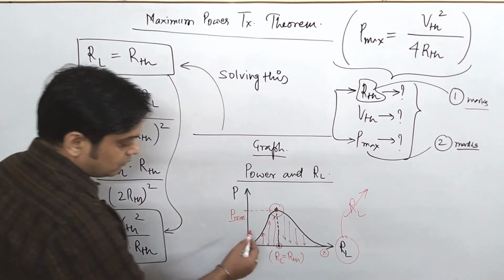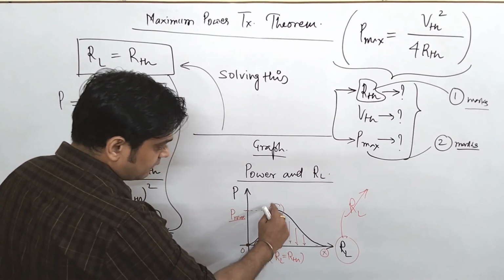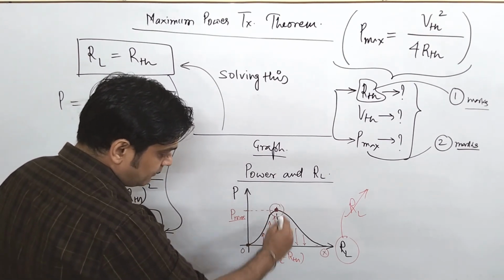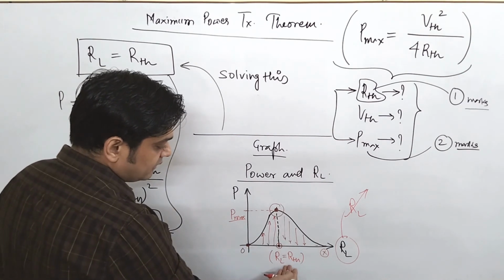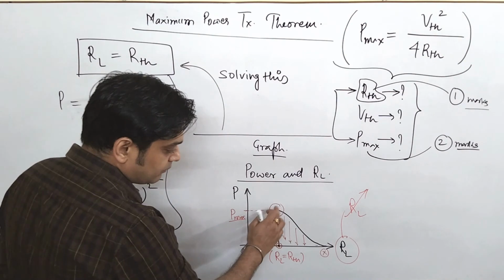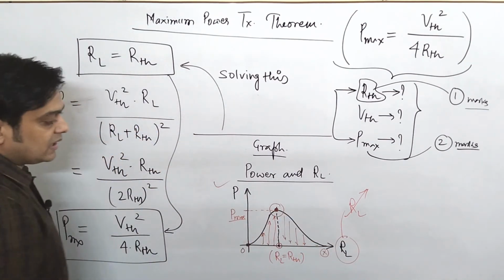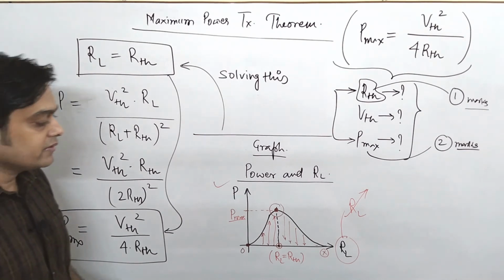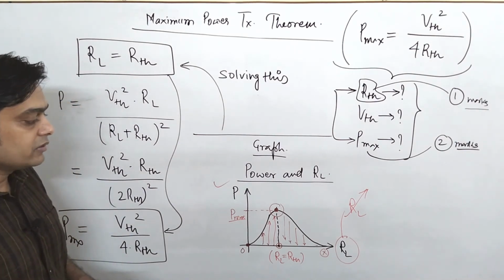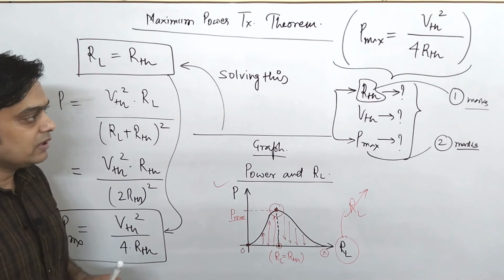So you understand, from 0 to RTH the power starts increasing, and once the peak is reached, where the load becomes equal to Thevenin's resistance, your power will decrease in this manner. So this graph is very important. Sometimes tricky questions or descriptive questions are asked from this graph. Once you know about this graph, you can easily answer them.